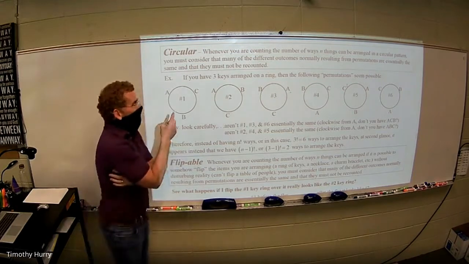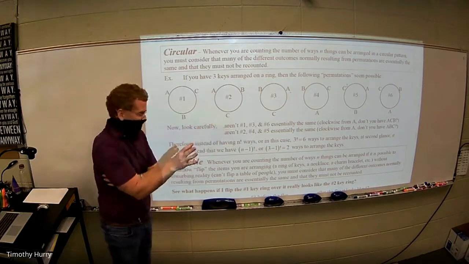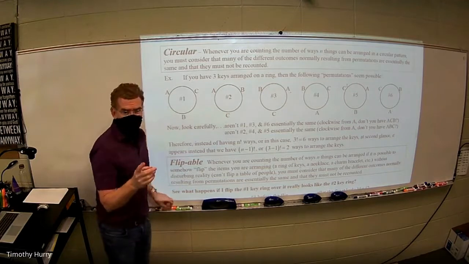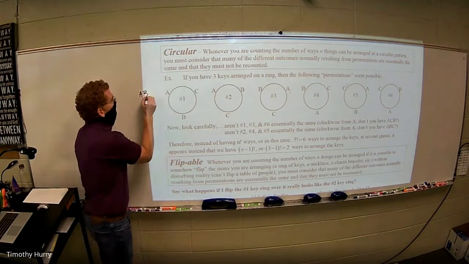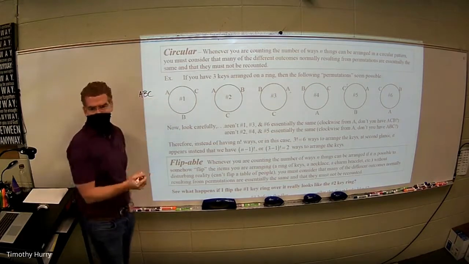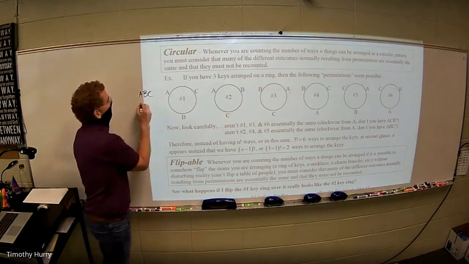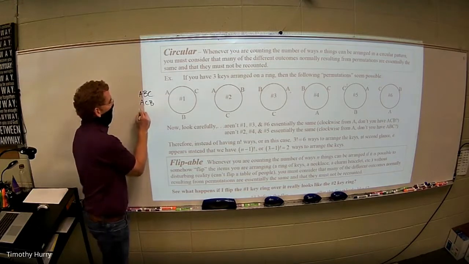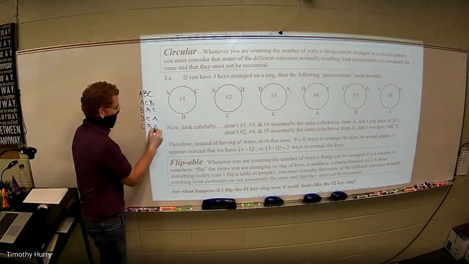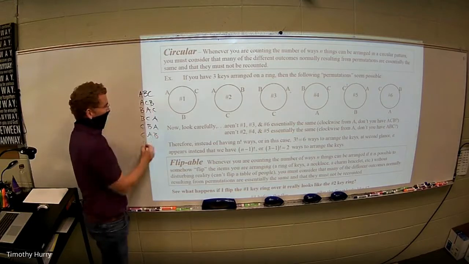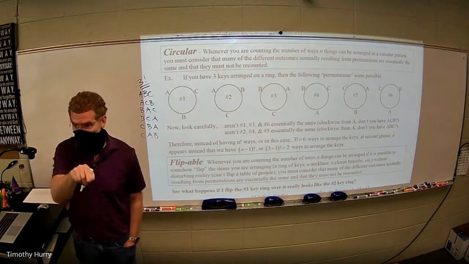Now I'll prove that to you with this. These are 3 keys arranged in as many different ways as possible. I'm going to label them A, B, C, and I first want to talk about linear. If I had A, B, C arranged linearly, and I asked how many ways you can arrange the 3 letters where order has an effect on the outcome, you'd say I could have ABC, ACB, BAC, BCA, CBA, and CAB. Those are the 6 ways, or 3 factorial ways, to arrange 3 letters.